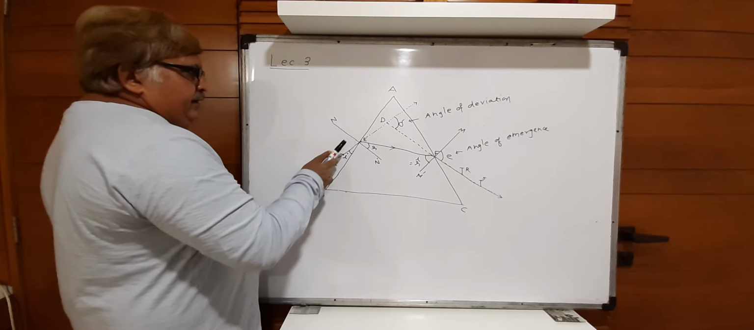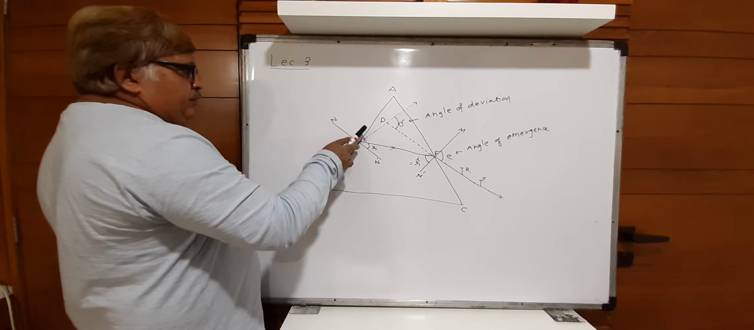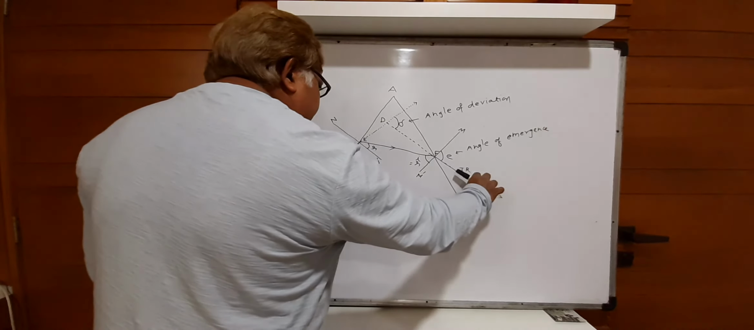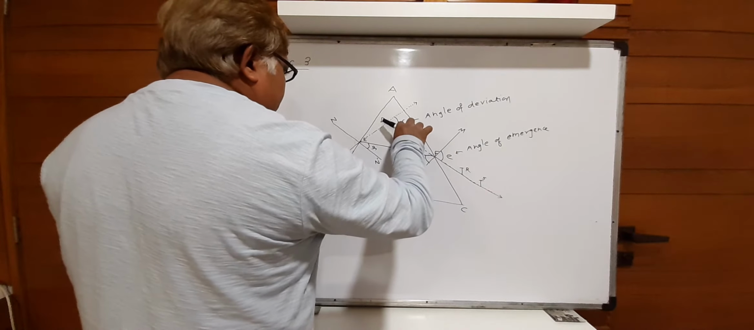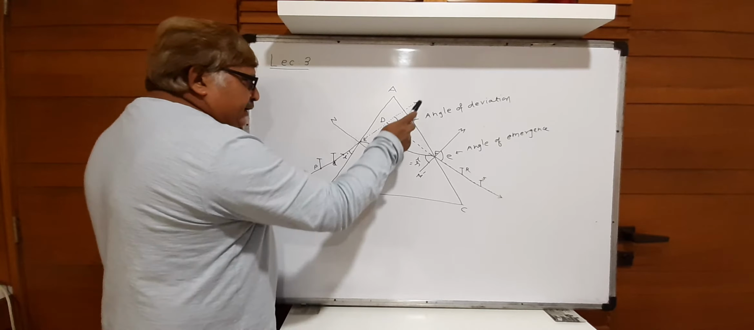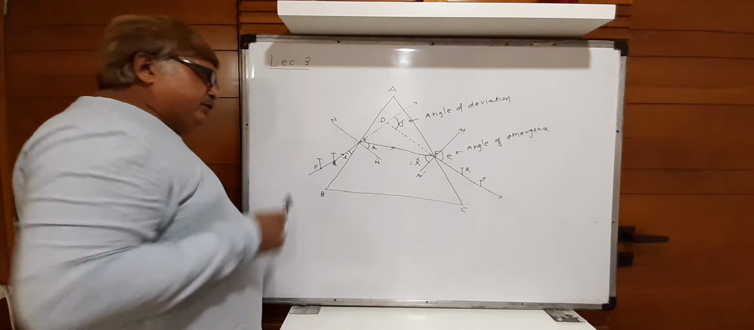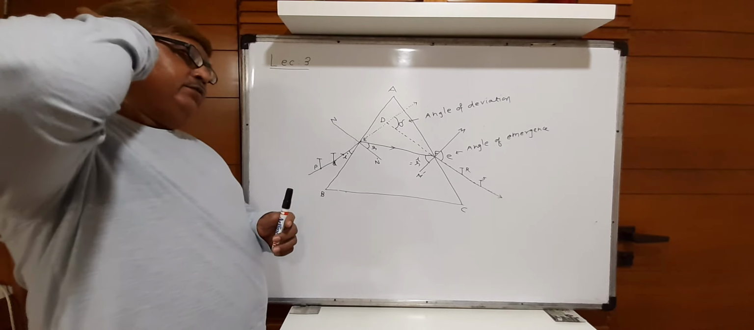We extended the incident ray in its original direction, and we extended the emergent ray backward in its original direction. Both the rays meet at point D and form an angle, which we call the angle of deviation. Okay, we'll discuss just now what the angle of deviation actually means.